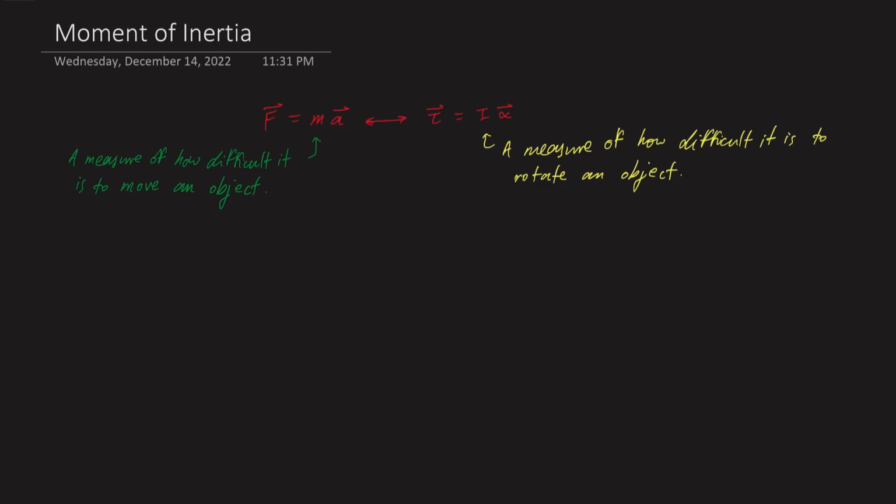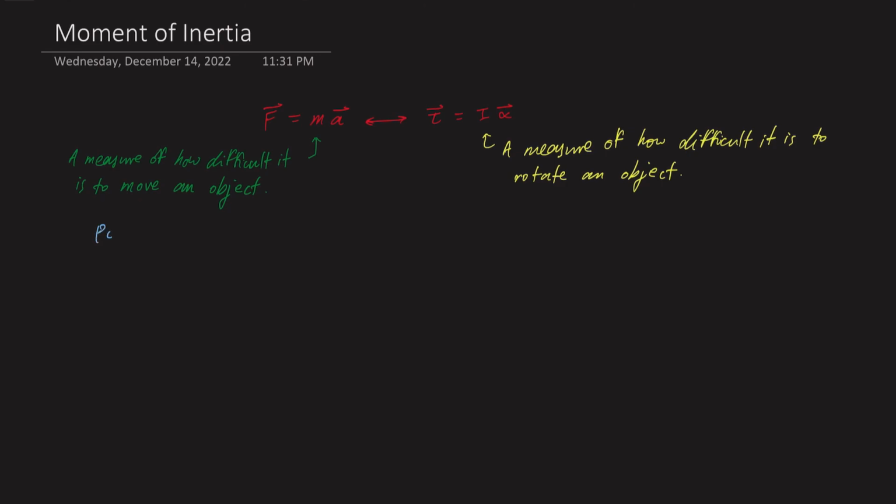Moments of inertia can be understood using torque. Torque is equal to the moment of inertia times this quantity called the angular acceleration of an object. And the moment of inertia is very much like the mass in the equation F equals ma, Newton's second law. Mass is a measure of how difficult it is to move an object, and a moment of inertia is a measure of how difficult it is to rotate an object.